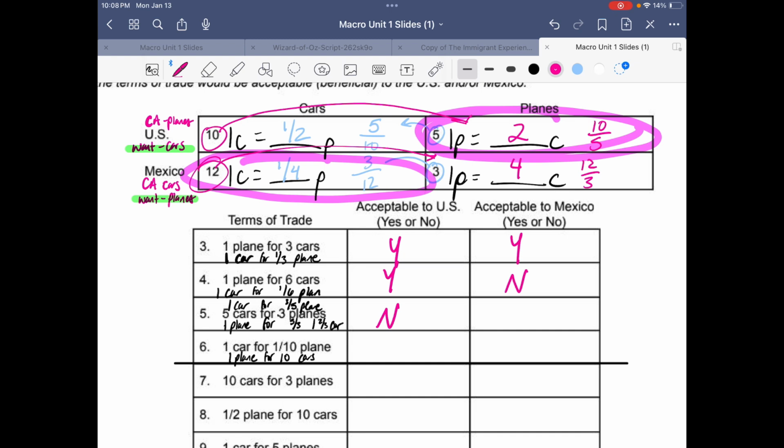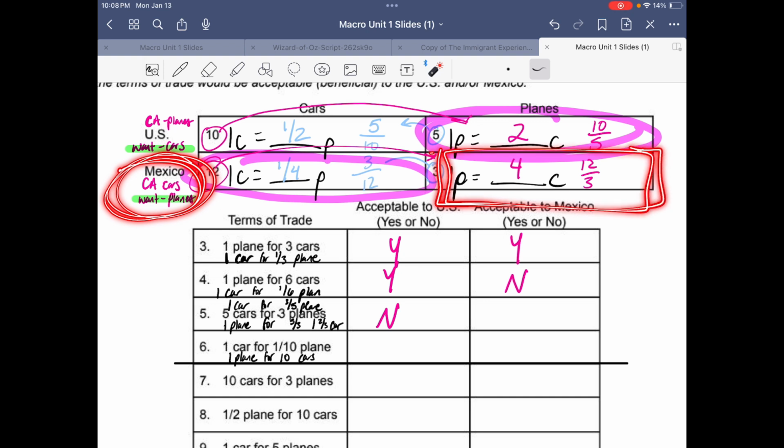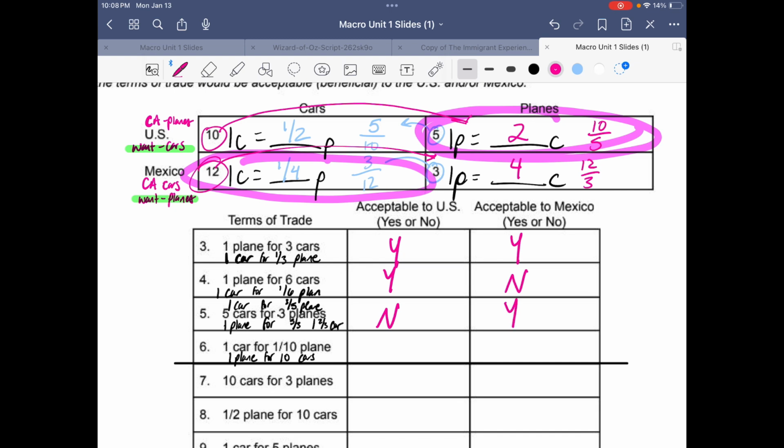Okay, so let's go to Mexico. Mexico wants planes. So if they make a plane, then it costs them the same time to make 4 cars. What if they trade for a plane? 1 plane for 1 2/3 of a car. Sounds like a good deal. That's less than the 4 they would have lost out on. That one's a yes. Okay, let's move forward and do 1 more here before I drop you some hints.